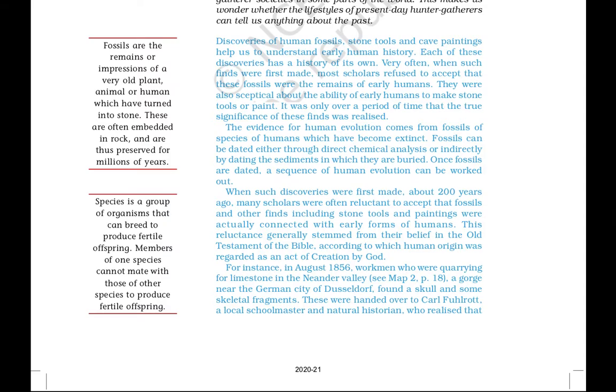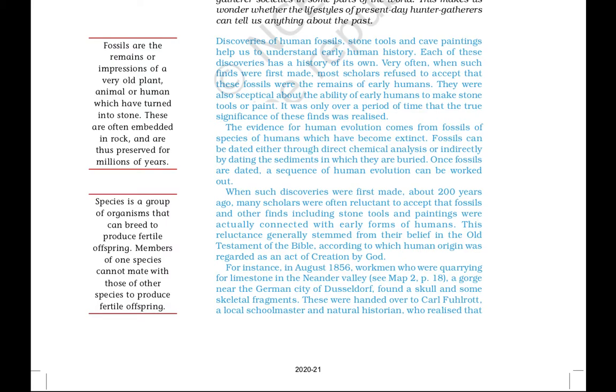Fossils are the remains or impressions of a very old plant, animal, or human which have turned into stone. These are often embedded in rock and are thus preserved for millions of years. A species is a group of organisms that can breed to produce fertile offspring. Members of one species cannot mate with those of other species to produce fertile offspring.